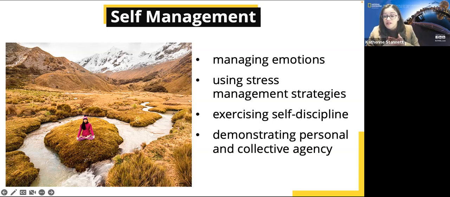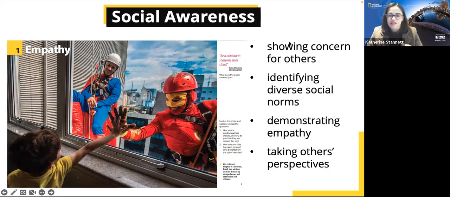And I work for myself. I work at home in an office all by myself. Self-discipline is massively important for me because it's so easy to get distracted into doing other things. So we all have to exercise self-discipline. It's a very important skill. And demonstrating personal and collective agency, which is really all about understanding that you can have an effect on how things happen. You can't just leave everything to other people. So that's self-awareness and self-management, and you can see those skills.